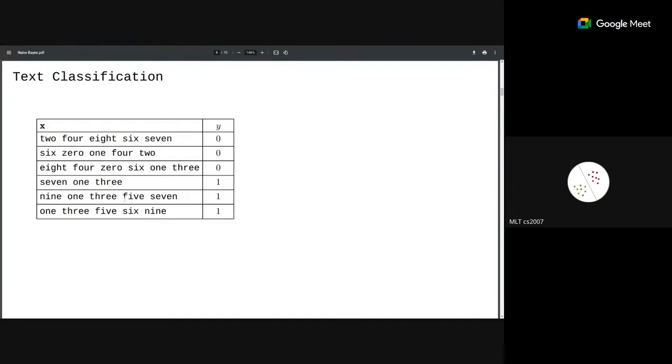You have 6 data points. Each one is a piece of text. If you look closely, they are just numbers, but written in the form of words. So your classifier has to accept these words as input, and it should predict the label corresponding to them. All right, so this will be the running example throughout the session.